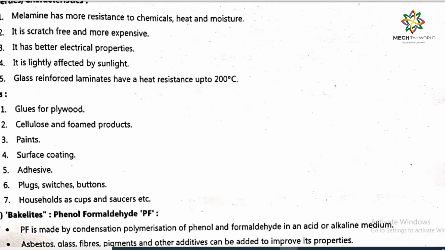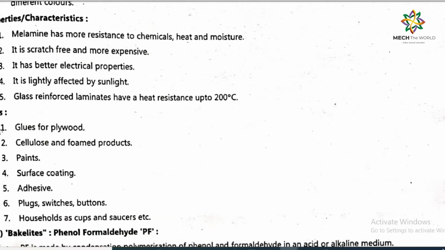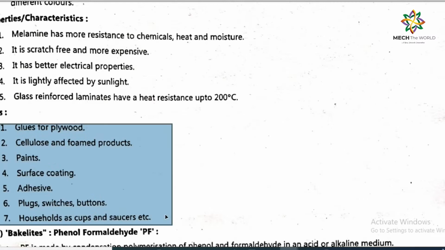If we talk about the applications of melamine: glues for plywood, cellulose and foamed products, paints, surface coating, adhesives, plug switches, buttons, household utensils such as cups and saucers, etc. So these are some applications of melamine.